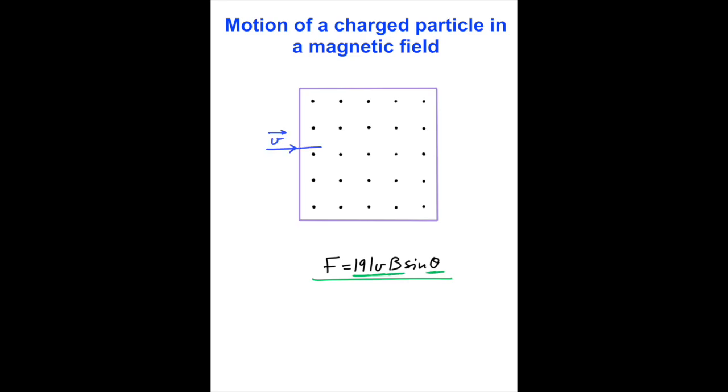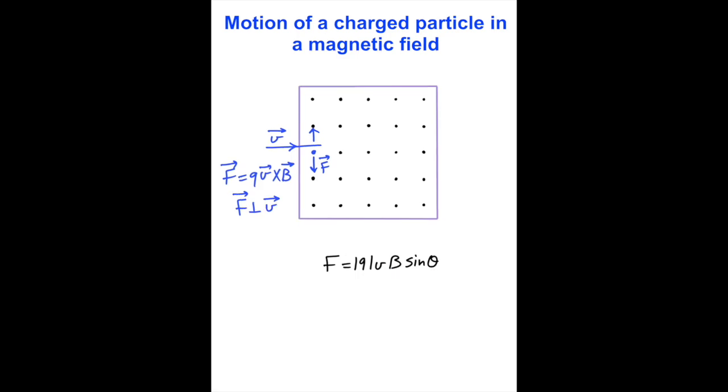So suppose that a charged particle is shot into the magnetic field at an angle perpendicular to the field. Here the dots mean that the magnetic field is out of the page, and if the charge is positive, then the direction of F will be downwards, and if the charge is negative, it would be upwards.